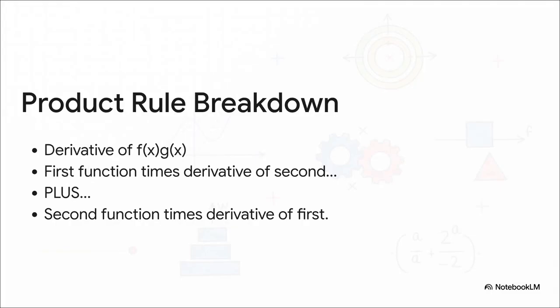Instead, we have to use the product rule. This rule carefully balances the two functions and their derivatives using a very specific addition structure. If you're differentiating a function that is f of x multiplied by g of x, here's how it goes. You take the first function, leave it exactly as it is, and multiply it by the derivative of the second function. Then you add the second function, left as it is, multiplied by the derivative of the first. So first times derivative of the second, plus second times derivative of the first.